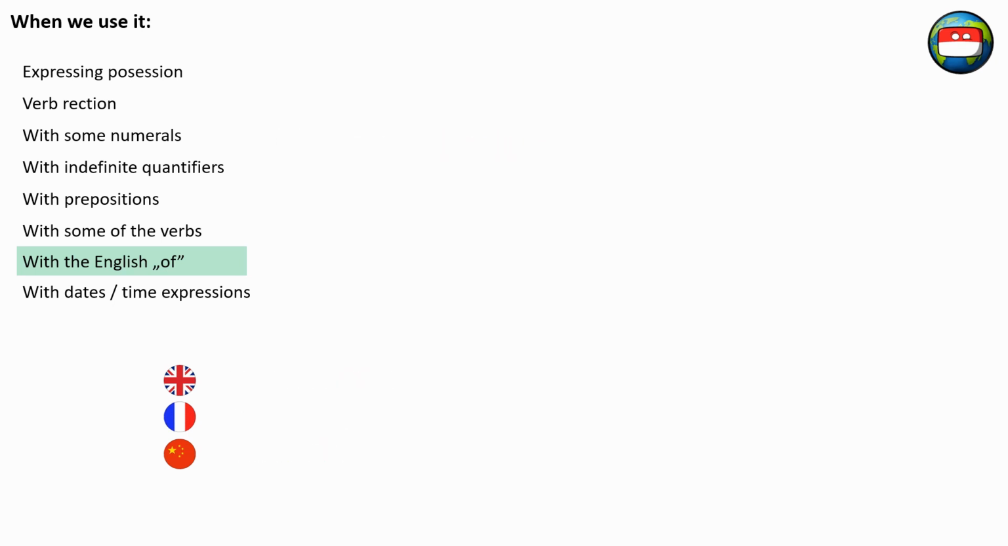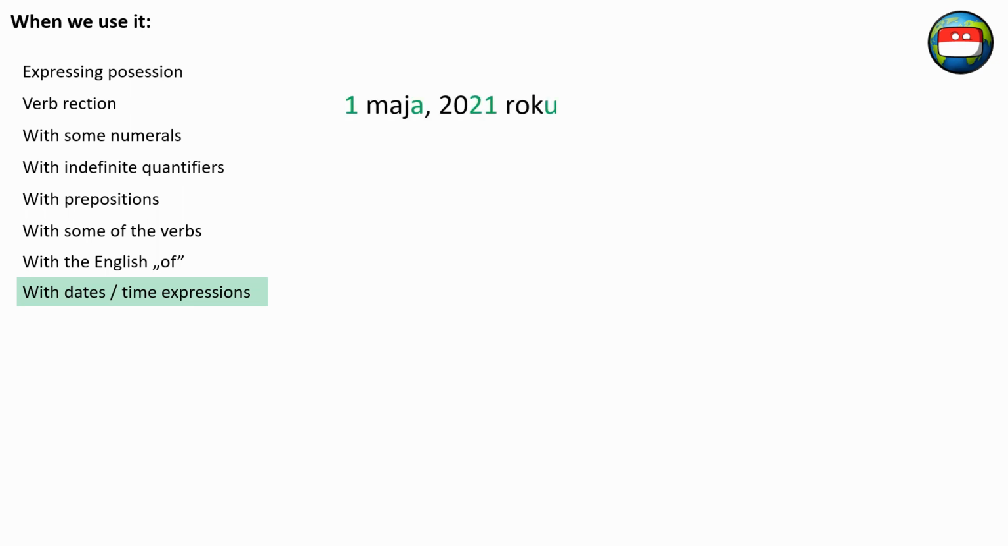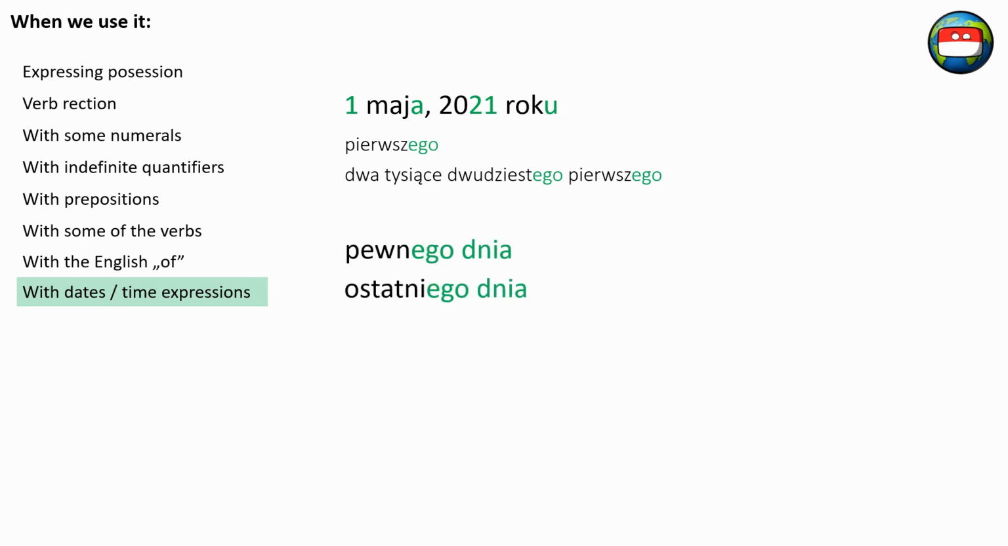The last situation that often applies this case is when we express time and the dates. In a sentence, the number of the day of a month can occur in both nominative or genitive case, if the date describes when the action happened. The month and the year will apply the genitive case. 1 maja 2021 roku. In sentences, we might also use time expressions that apply the genitive case, like for example, pewnego dnia, one day, ostatniego dnia, the last day, or tego wieczora, that evening.